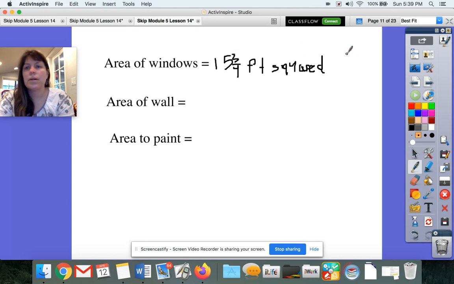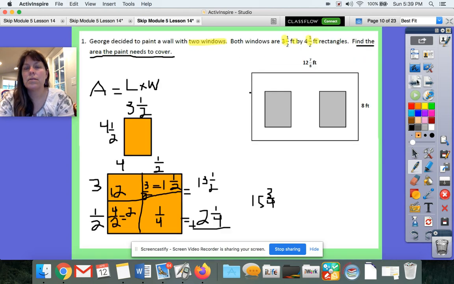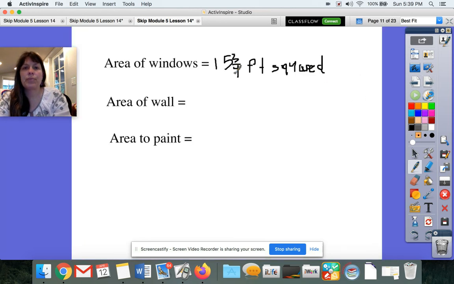And so that's the area for one window, but there are 2 windows, aren't there? So we're going to find the area of that. This would be area of window, right? So it's 15 and 3/4 times 2 for the total area of both windows.